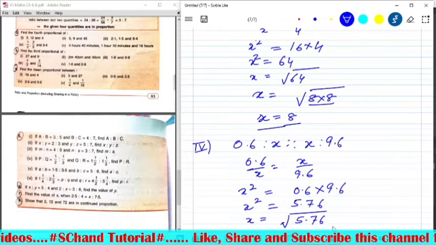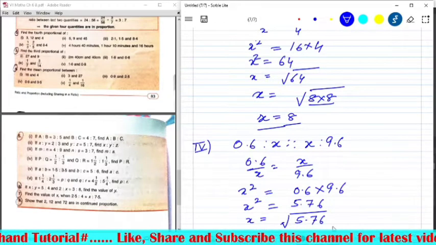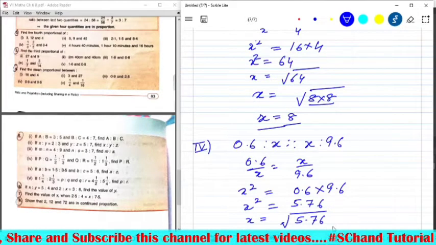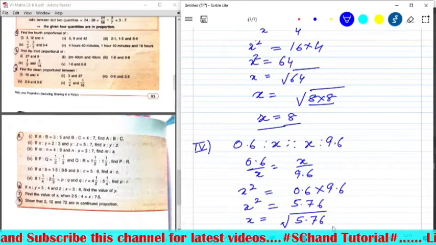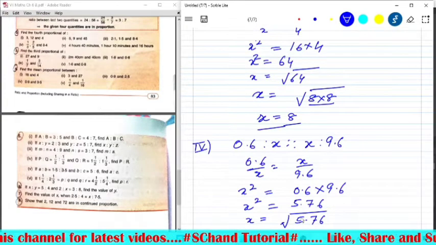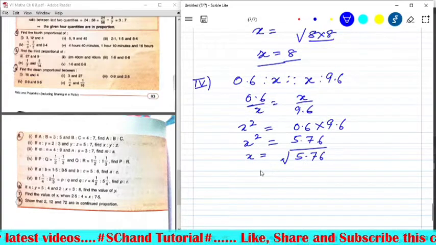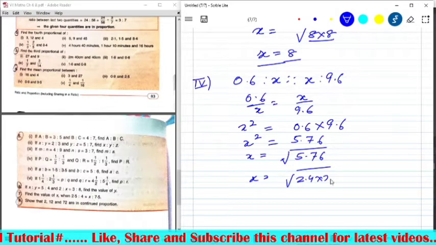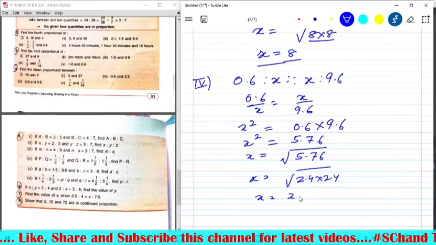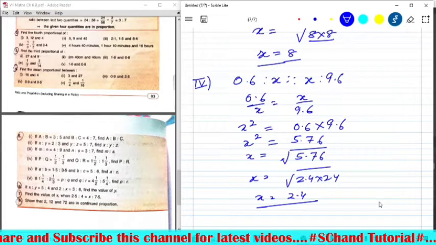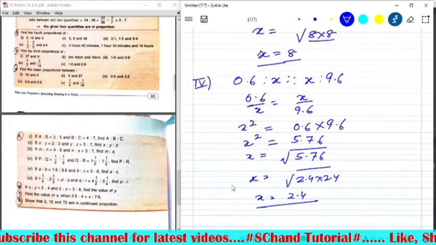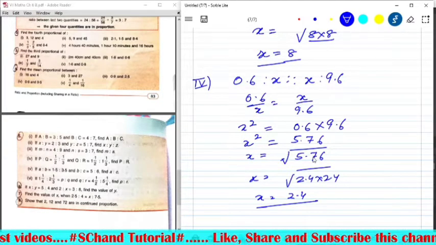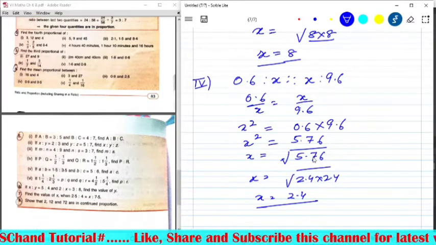So x will be the square root of 5.76, that we have to find. The square root of 5.76 comes out to be 2.4, since 24 into 24. So x will be equal to 2.4 into 2.4. So x will be 2.4. So this will be the answer. So in this way you can do the others also. The other parts will be done in the same way. So the rest, 5, 6, 7, 8, we will do in the next video. Thank you.